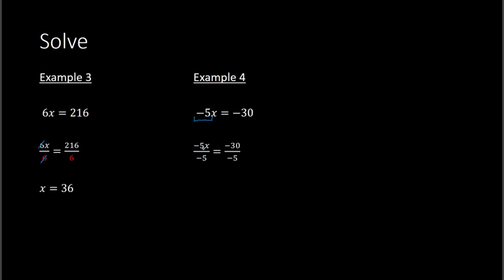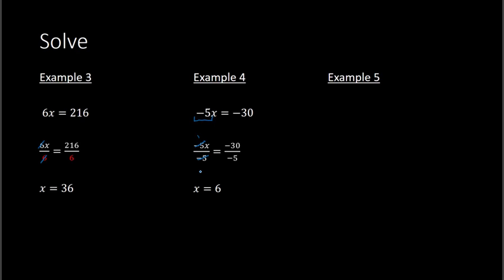So negative 5 divided by negative 5, that would undo itself. So those would cancel out, because negative 5 divided by negative 5 is 1. So we have 1x, or just x, on the left side. On the right side, negative 30 divided by negative 5. Negative divided by negative gives me a positive, so this would be a positive 6.